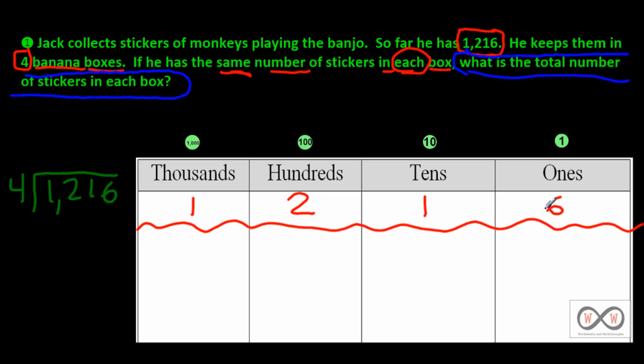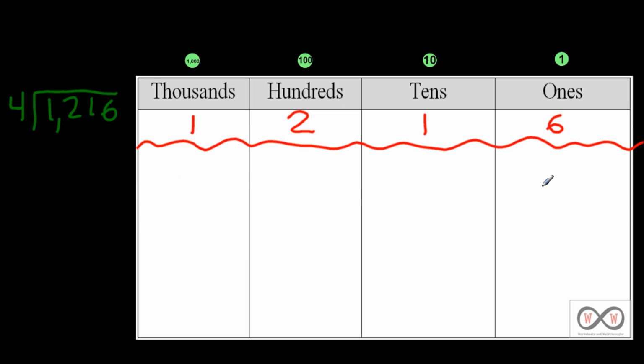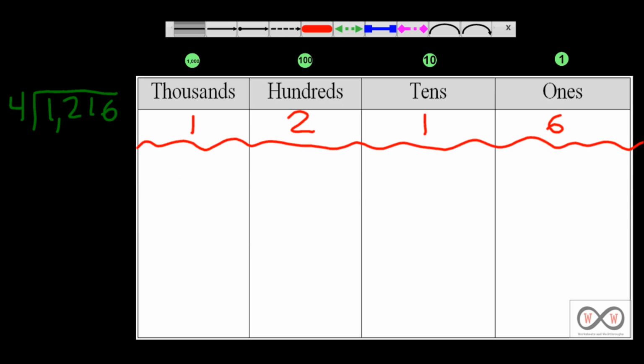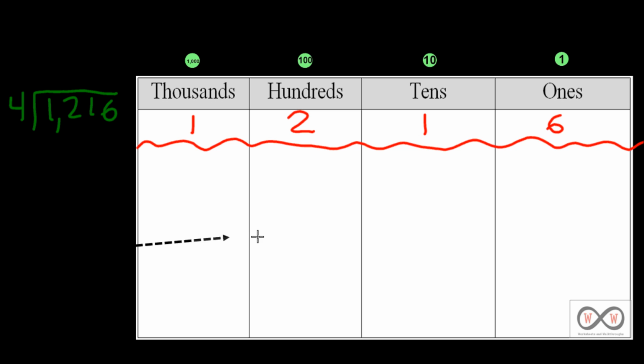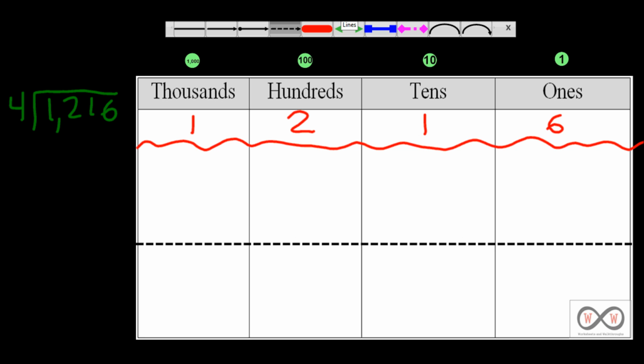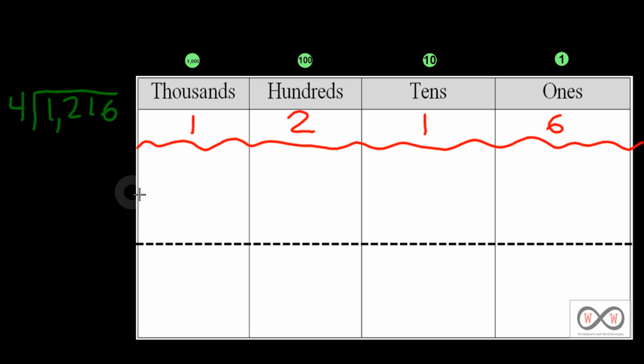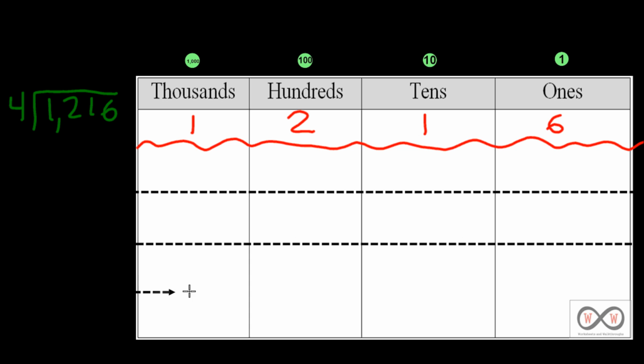And now we could show on our place value chart that Jack wants to store these stickers in 4 separate boxes. So we're going to partition our place value chart into 4 partitions, each one representing one of the banana boxes he stores them in. So now, what is this going to look like?